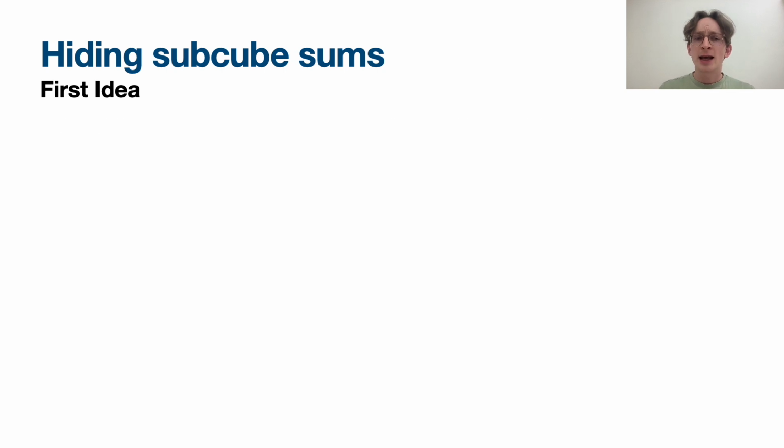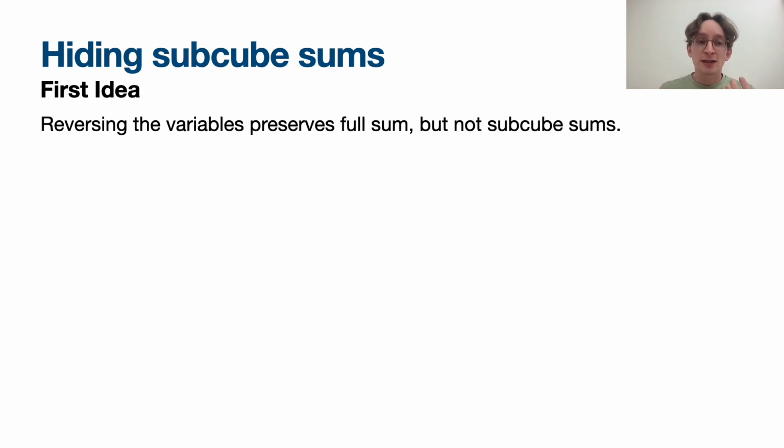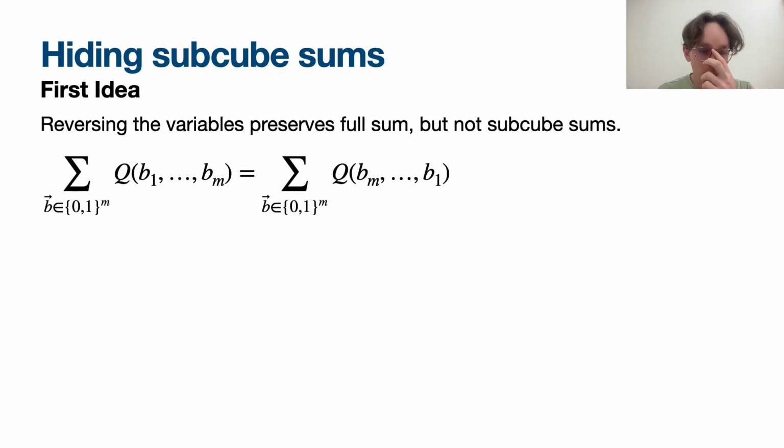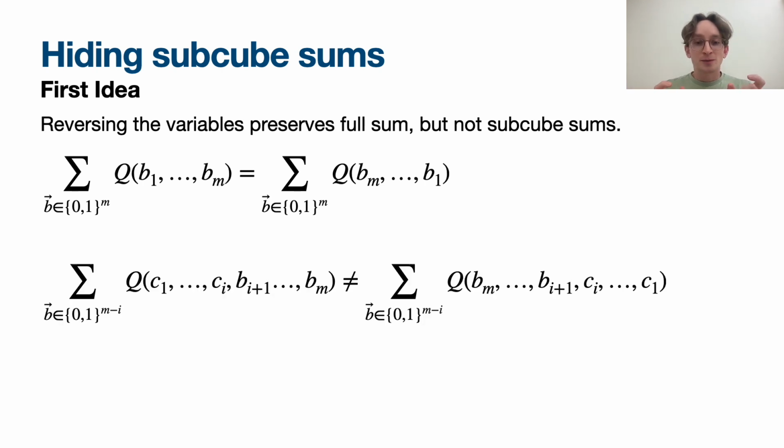So our idea is the following. Reversing the order of the variables would preserve the full sum, but it won't preserve the subcube sum. If we take a polynomial q and we sum it over the variables b1 through bm, clearly that is equal to the sum of q where we've reversed the order and gone bm minus 1 all the way down to b1. These are the same. But if we were to then take a subcube sum where we fix some entries C1 through Ci, and now we do the reversed sum, these two things are no longer in general equal.